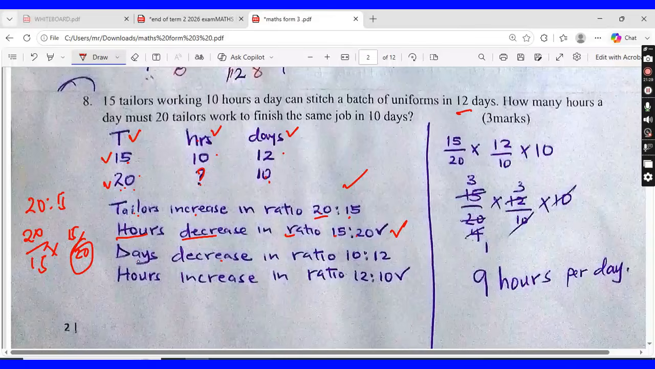So it means that if the days have decreased in the ratio 10 to 12, ukiangalia tunaweka, wakati tunasema decrease, the denominator lazima ikuwe kubwa kwa hiyo ratio uko nazo. So it means that the hours will increase in the ratio 12 to 10. And because you are looking for hours, you take the one talking about the hours, that is 15 over 20, you multiply with 12 over 10, then you multiply with the constant, which was the hours 10. You find your answer. So this is paper 1.